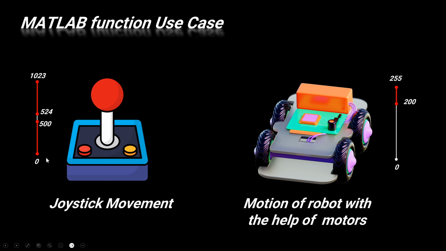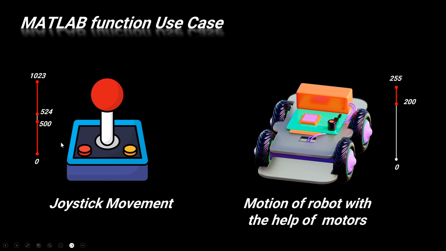Coming to the joystick part, the values can vary based on the joystick position. If it is at the center, it will be between 500 and 524. If it is in the forward direction, it will be between 524 and 1023. If it is in the downward direction, it will be from 0 to 500.